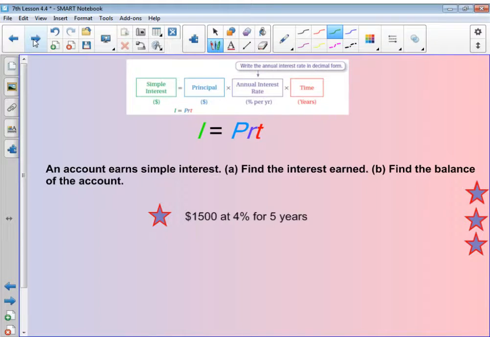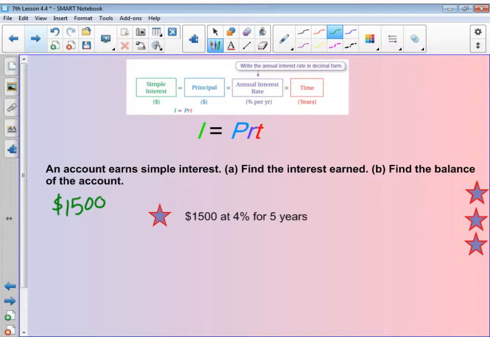So it says an account earns interest. Find the interest earned, and then find the balance of the account. So we're going to do two different things. Here we initially started out with $1,500. So I'm going to jot that off to the side. Now, we are going to earn interest on that $1,500. So we're going to act like this was a savings account.